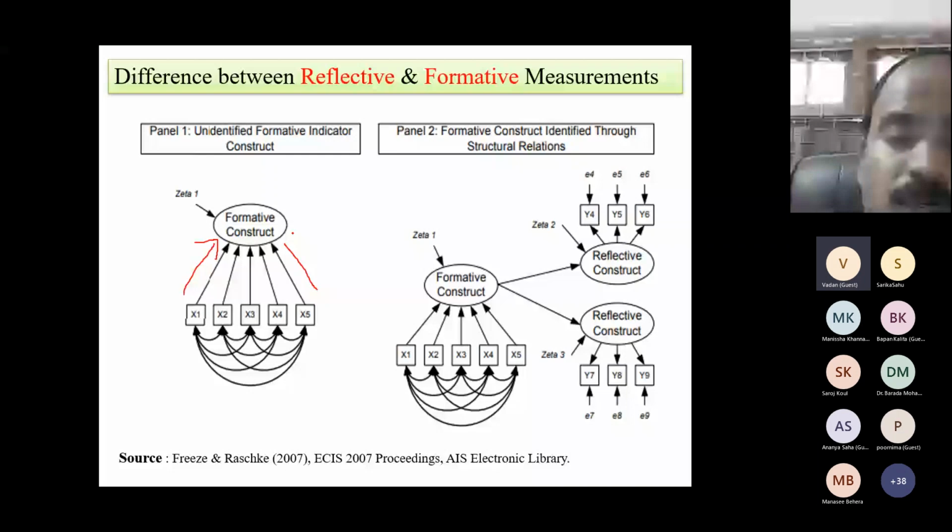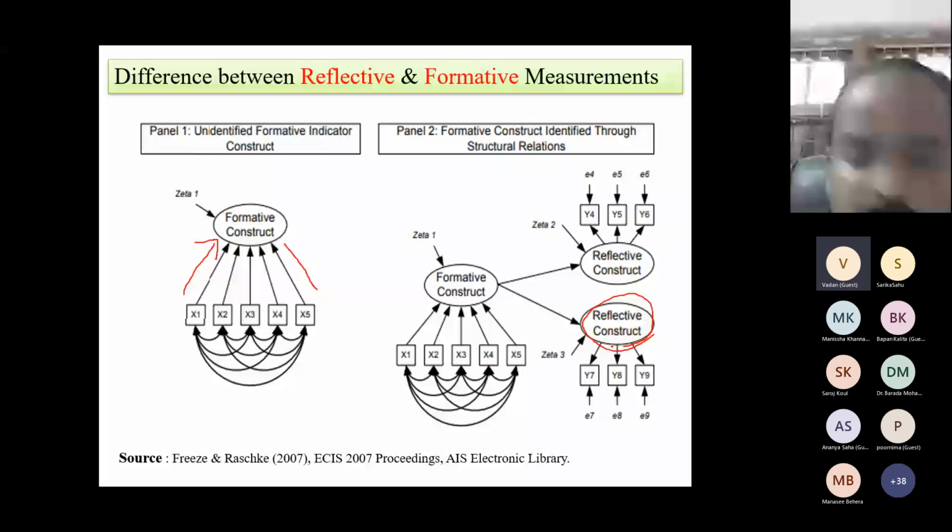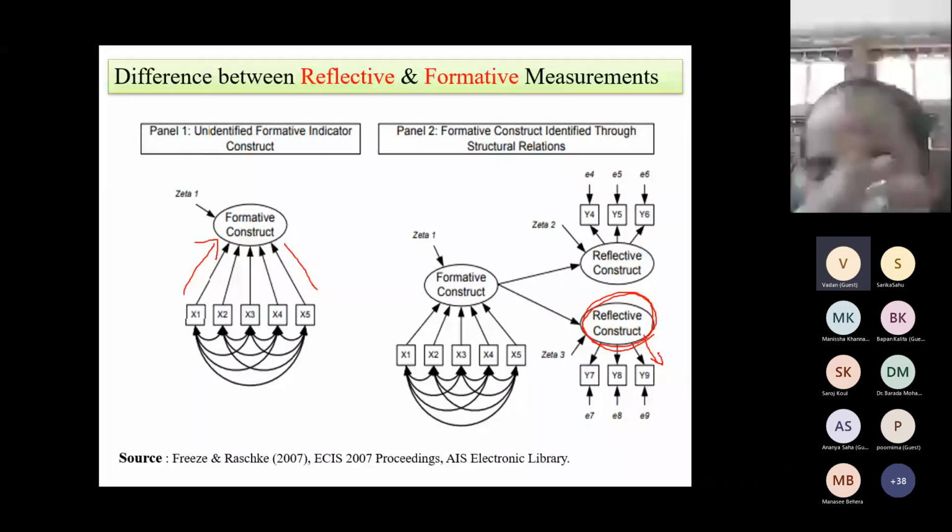But in case of reflective, what was happening in our case? Look at here. Here it is reflective. Look at my screen. Reflective. The arrow mark is going from the construct to the indicator. So the same thing, the case study I have told you, happened in one of my research scholars.